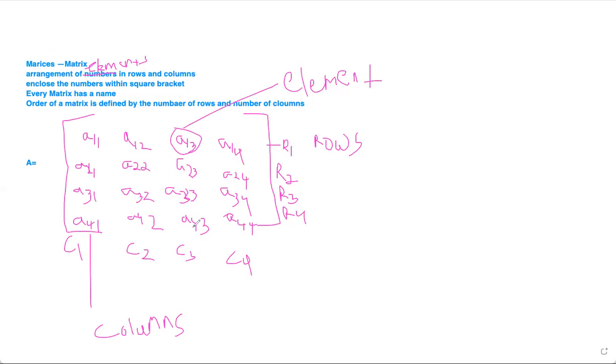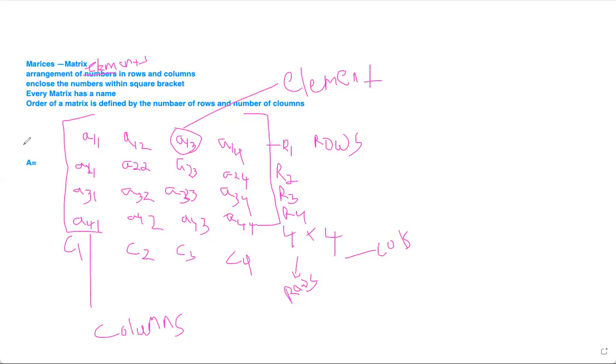An arrangement of elements in rows and columns. Do you see here? The horizontal arrangement is called rows, the vertical arrangement is called columns, right? And the order is 4 by 4, 4 rows and 4 columns. The first number denotes the number of rows, and the second one the number of columns. Are you following, class? Yes, ma'am. And the name of the matrix is A.